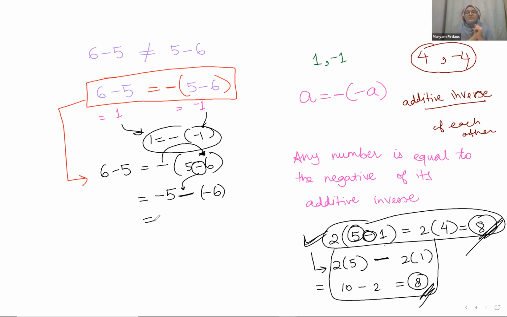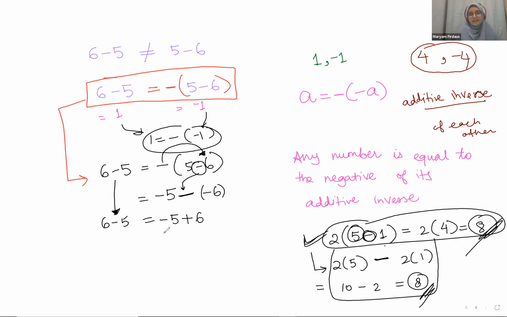So when two negatives are multiplied with each other, what does it become? What does the sign become when two negatives are multiplied with each other? Positive. Yes. So minus 5 plus 6. So this was basically my 6 minus 5. This one is equal to minus 5 plus 6.